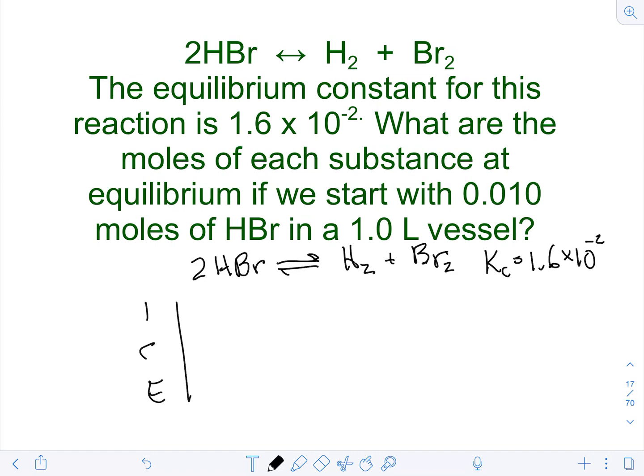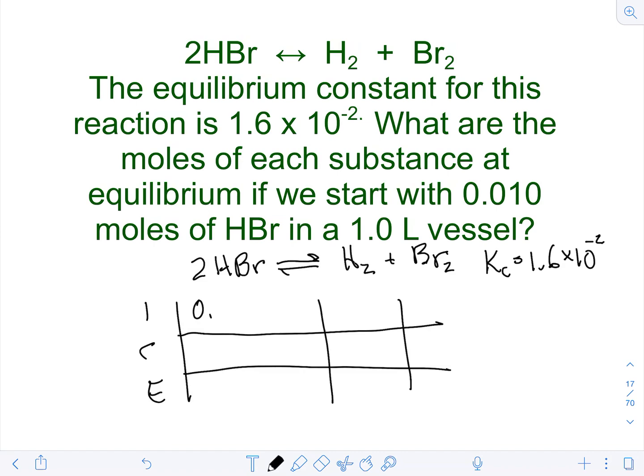So the first thing I'm going to do is set up an ice table. And notice they tell me that we're starting with 0.1 moles of HBr. We have no product. Now notice that we have a 1 liter vessel, so we need to factor in the 1 liter. For the change, we're going to lose 2x because of the coefficient, and we're going to gain plus x for hydrogen and plus x for bromine. Okay, and then for the equilibrium, we essentially have to add everything up.